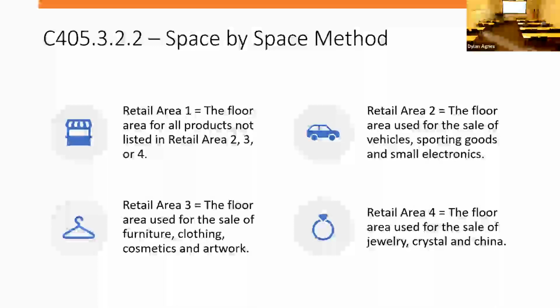Retail area 1, think of that as other. So anything that doesn't fall in 2, 3, or 4. Retail area 2 deals with the sale of vehicles, sporting goods, or small electronics. Area 3 is the sale of furniture, clothing, cosmetics, and artwork. Area 4 is the sale of jewelry, crystal, or china. Okay. And what I just listed for 2, 3, and 4, if it's not there, you put it into 1.